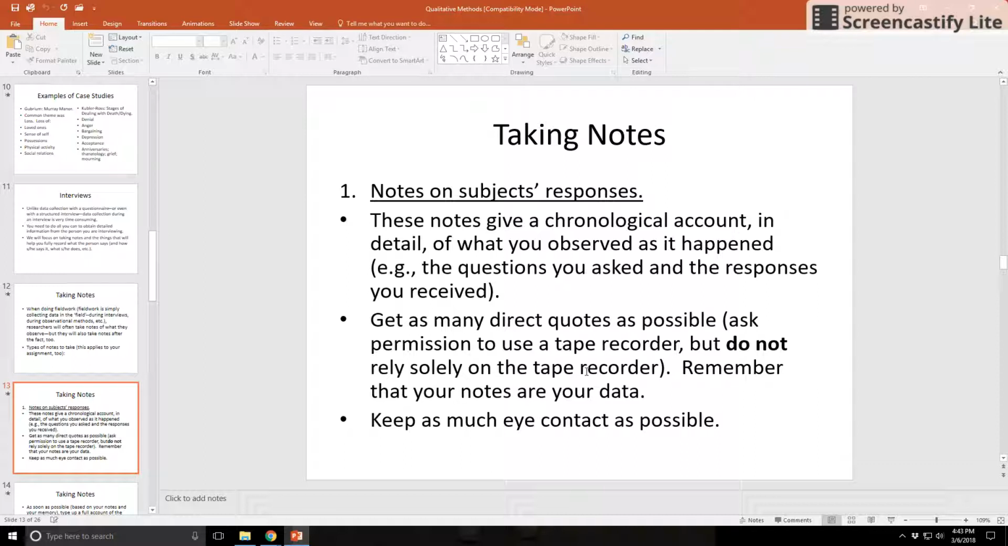Try and keep your eye contact with them pretty constant because that signals that they could keep talking. Get as many direct quotes as you can because remember, that is what you write, they're your data. As I say right there, these notes are your data. So get as many direct quotes as you can because you want to know exactly what they say.